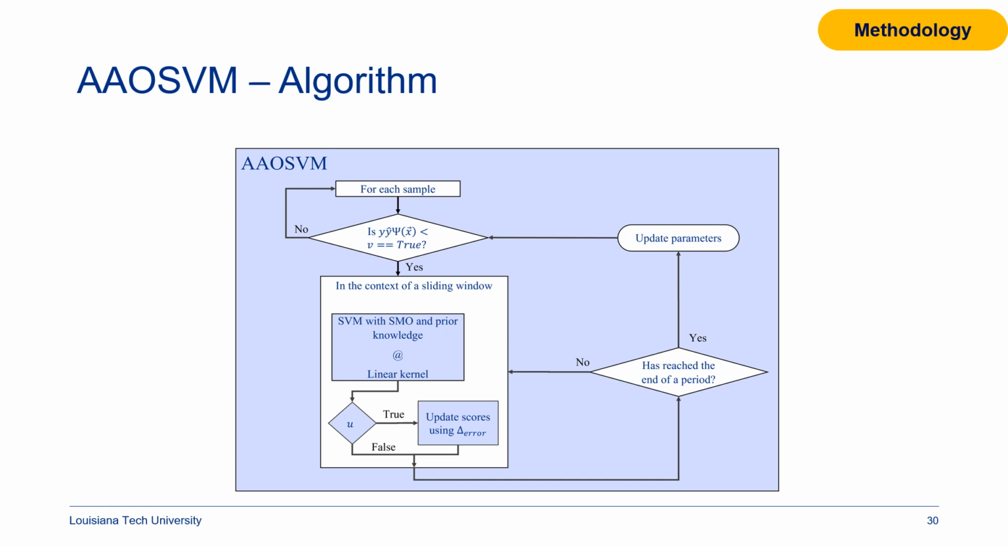If it is not updating the scores, then we see if it has reached the end of the period or not. If it has not reached the end of the period, we just do the training. If it has reached the end of the period, we update the parameters, which are the predicted label and the uppercase psi of x, and then we go for another sample.